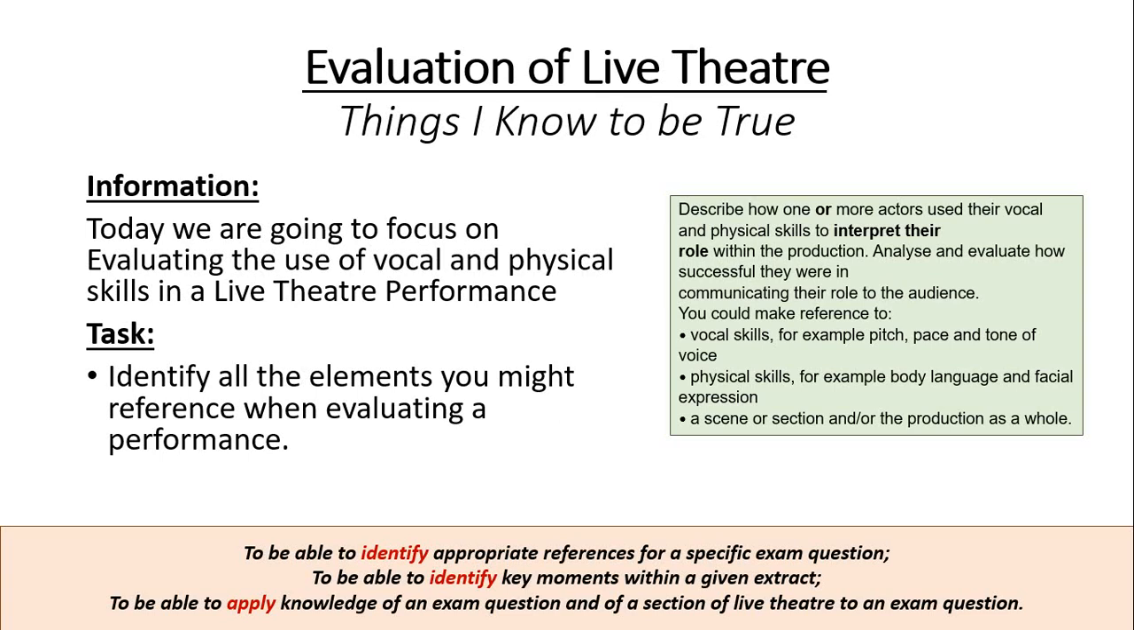So you are going to be asked to describe how one or more actors use their vocal and physical skills to interpret their role within the production. You're then going to analyse and evaluate how successful they were in communicating this role to the audience. And then it's got a list of things that you might want to make reference to. So it says that you can look at vocal skills, and then it's giving you a couple of examples of those. Physical skills, again, with some examples. And what it asks you in the final bullet point to do is that it says you can look at a scene or a section or the production as a whole.